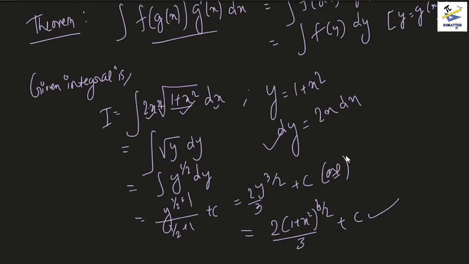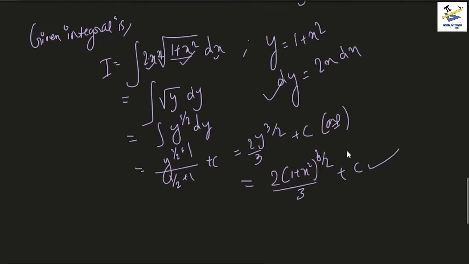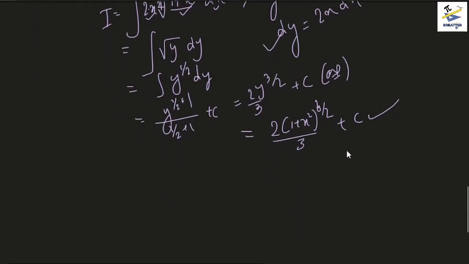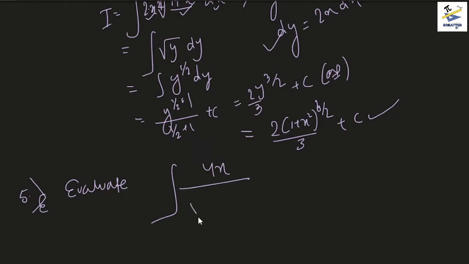right? So this type of integrals can be solved, but you need to be a bit cautious about them. So let us do another one. Evaluate the integral dx. So we want to evaluate 4x by root over of 2x square plus 1 dx.